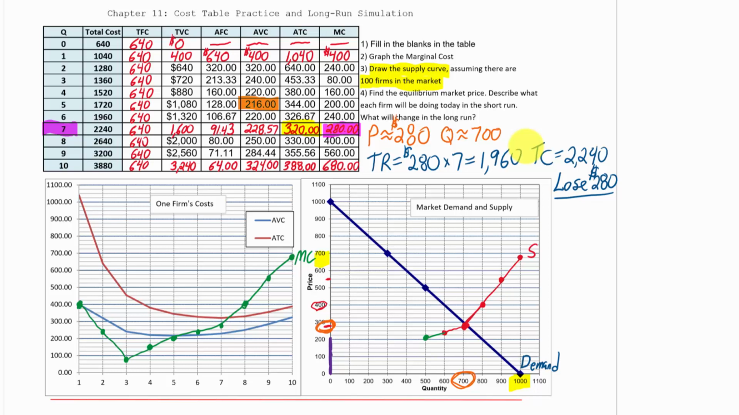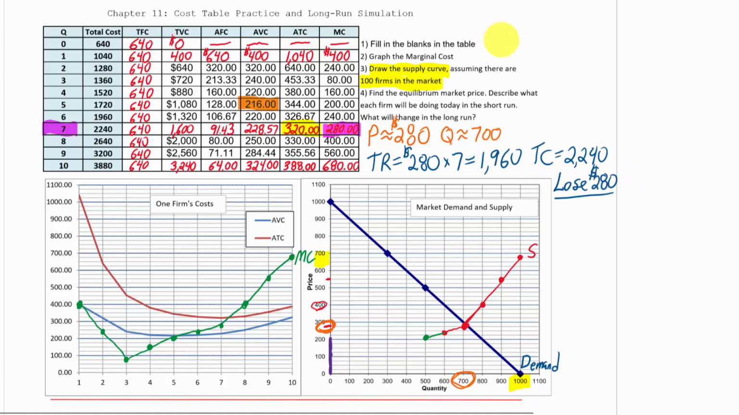Now, what is going to change in the long run? Well, in the long run, if I have a business where I'm not able to cover all of my costs, this loss of $280 is not actually losing $280 the way you would think about it with an accountant. Remember, part of that fixed cost is how much the entrepreneur needs to make in order to stay interested in keeping this business open. When we take all of our costs, including the implicit costs, and one of those big implicit costs is the normal profit the entrepreneur needs to pay themselves, they're not able to cover all of those explicit and implicit costs.